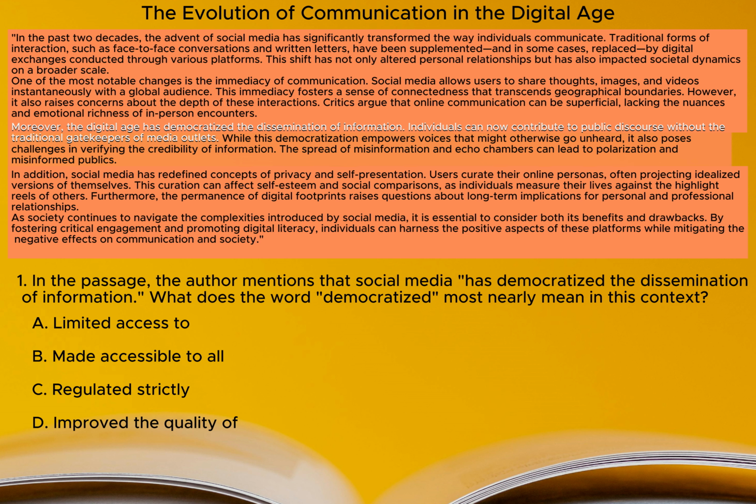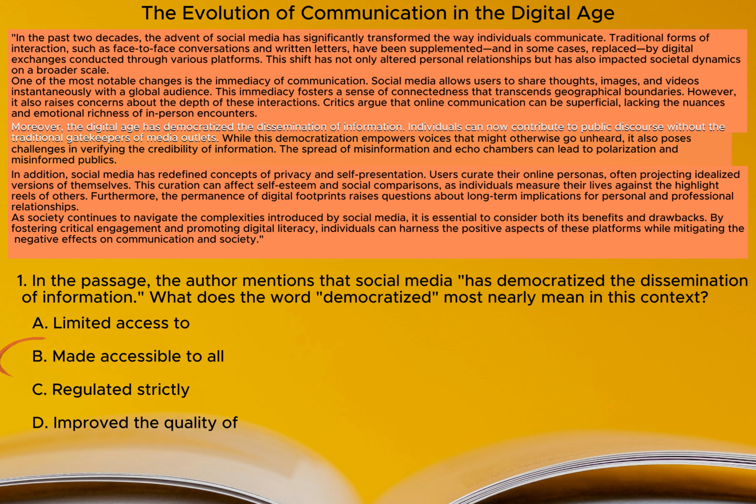Feel free to pause the video and think it over. If you thought it means made accessible to all, you're absolutely right. In this context, democratized means that information sharing has become open to everyone, bypassing the traditional barriers set by media outlets. Now, why might other interpretations be incorrect?